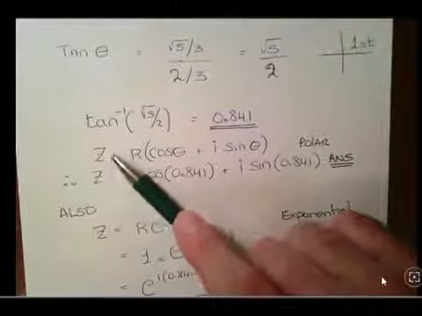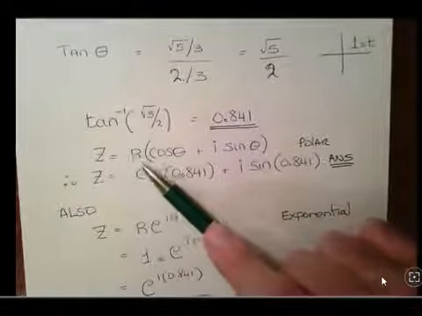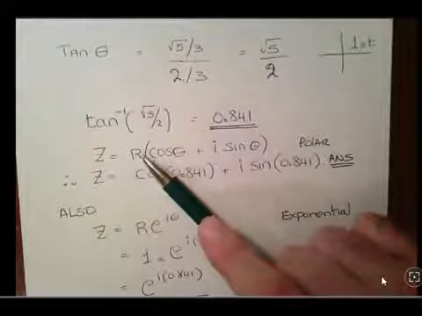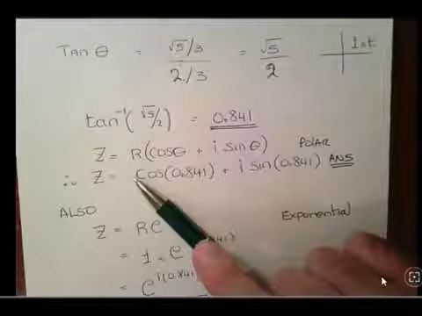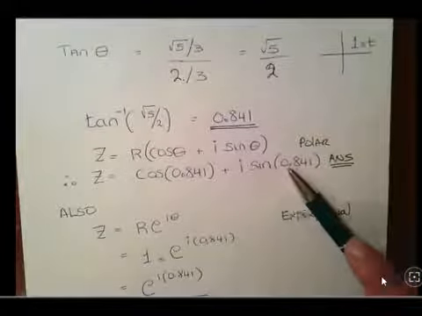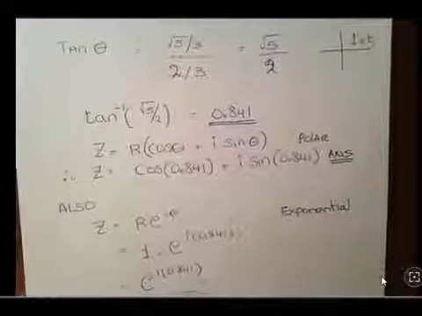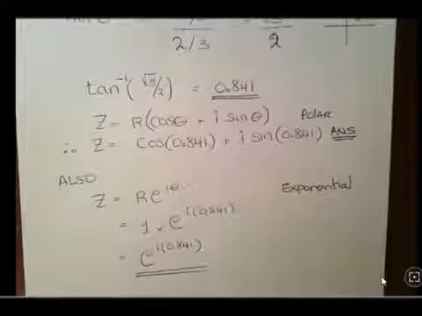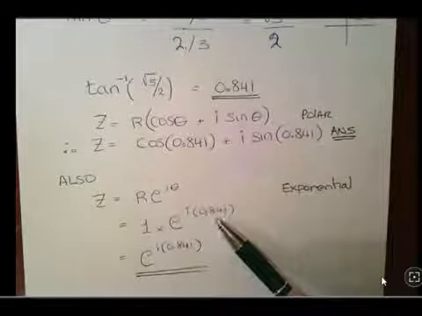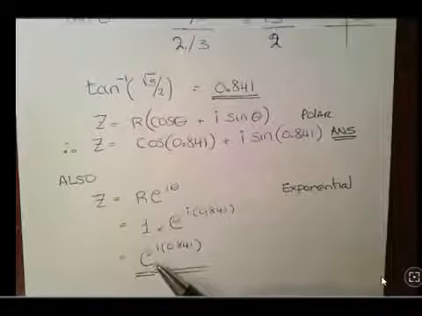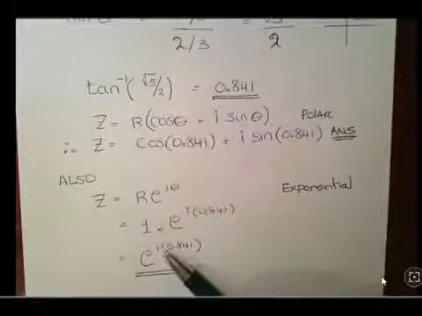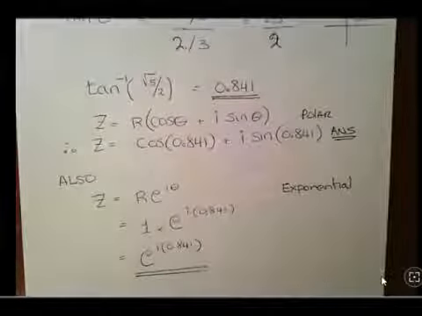In polar form, z equals r cos theta plus i sin theta, where r is the modulus and theta is the argument. We found r equal to 1, so it just disappears. Theta is 0.841, so z equals cos 0.841 plus i sin 0.841. That is the answer for polar form. The exponential form is very similar: r times e to the i theta. R is 1 and theta is 0.841, so we have e to the power of i times 0.841. Tongue twister there. Okay, that's it.